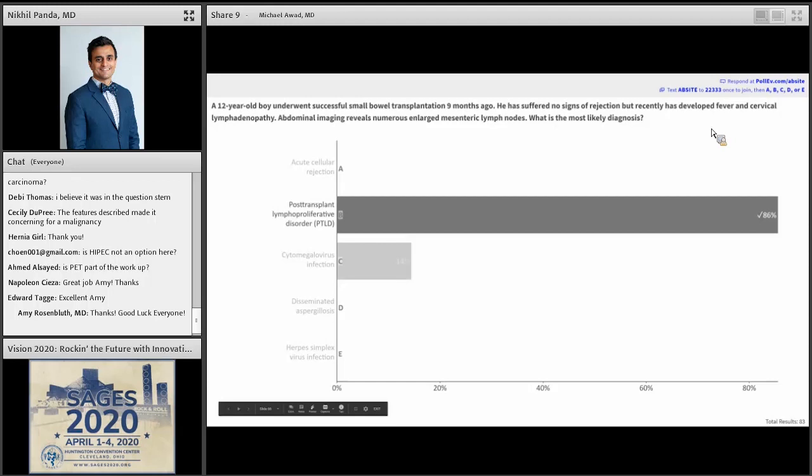The most common malignancy in any transplant is non-melanoma skin cancer. And especially after small bowel transplantations, the second overall malignancy that occurs in any transplant patient is post-transplant lymphoproliferative disorder, or PTLD. We always think about the kind of B-type symptoms that might occur, so the lymphadenopathy, the diagnosis of mesenteric lymphadenopathy as well in this case.